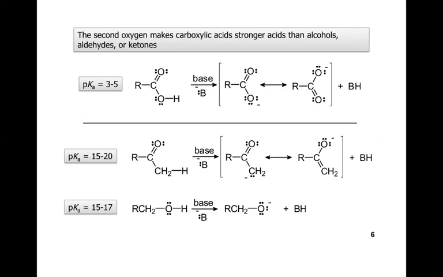Carboxylic acids are the most acidic class of compounds that contain carbon, hydrogen, and oxygen. They typically have pKa's in the range of 3 to 5, so here's just a generic carboxylic acid. Alcohols, aldehydes, and ketones are also compounds of carbon, hydrogen, and oxygen, but they have correspondingly higher pKa's. They are correspondingly less acidic, and here are their corresponding acid-base reactions. There are 2 reasons for this level of acidity. One is the inductive effect of the carbonyl group.